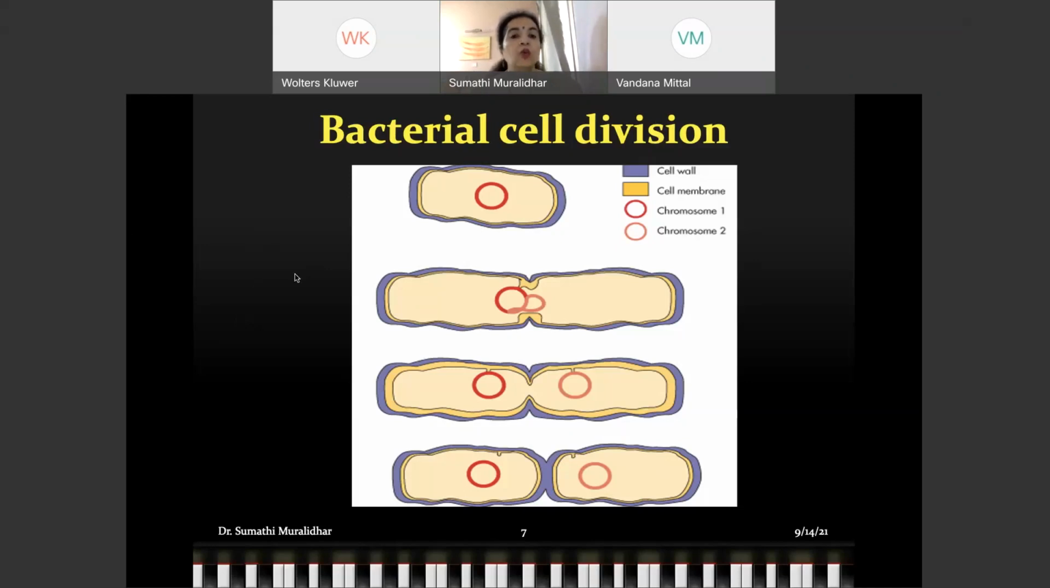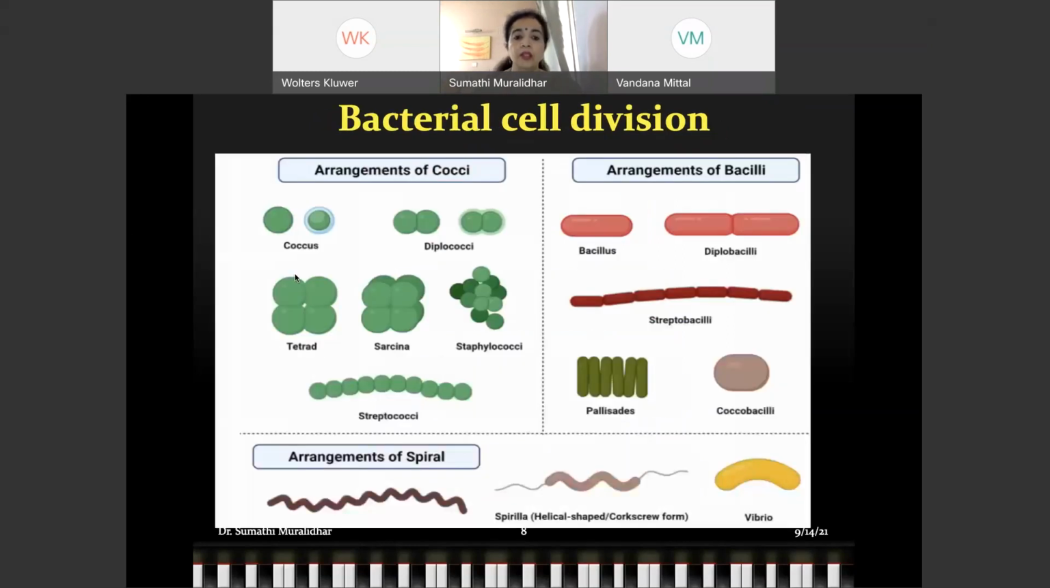Firstly, the cell membrane divides, and then the cell wall and the chromosomes. And finally, one bacterial cell gives rise to two, 2 to 4, from 4 to 8. So that's how doubling populations occur, and bacterial division occurs exponentially. Now, when the bacteria divide, the daughter cells tend to stick together and form certain shapes.